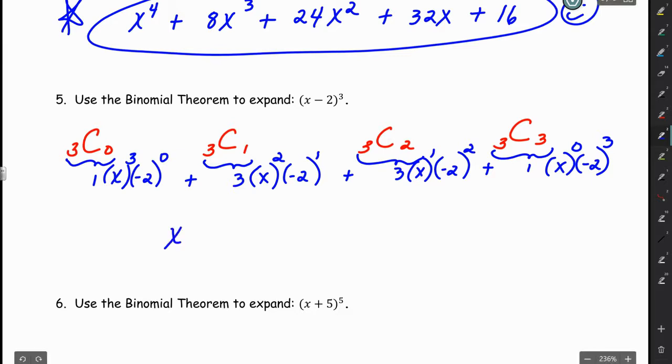We have x cubed. Anything to the 0 power is just 1. For the next term, we have negative 2 times 3, so that gives me negative 6. For the next term, we have negative 2 squared times 3. Negative 2 squared is 4, times 3 is 12. And then for the last term, we have negative 2 cubed, which is negative 8, times 1 times 1. So the last term is negative 8.